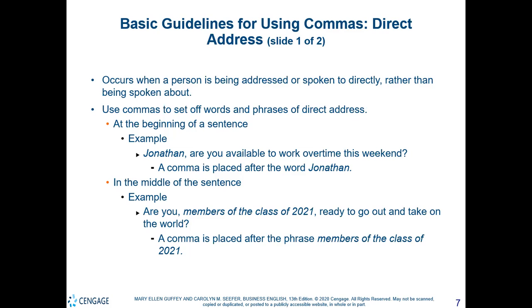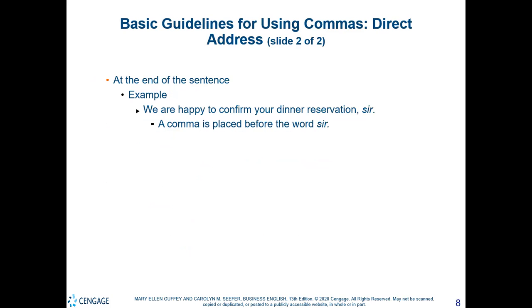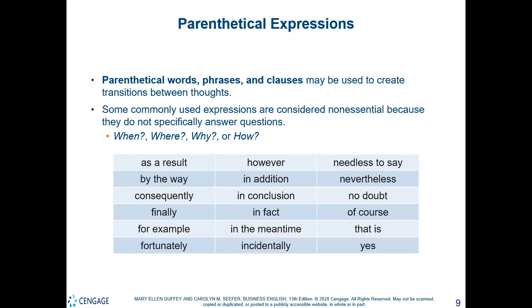In the middle of a sentence. Example: are you, members of the class of 2001, ready to go out and take on the world? A comma is placed after the phrase members of the class of 2001. At the end of the sentence. Example: we are happy to confirm your dinner reservation, sir. A comma is placed before the word sir.